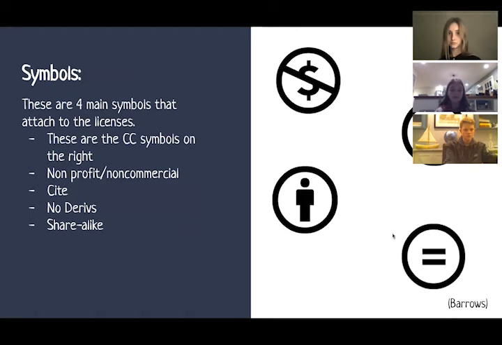Symbols of Creative Commons. These are the four main symbols that attach to the licenses. Nonprofit / non-commercial, money sign with a line through it. Cite, the person figure. No derivatives, the equal sign. Share alike, the reload symbol.